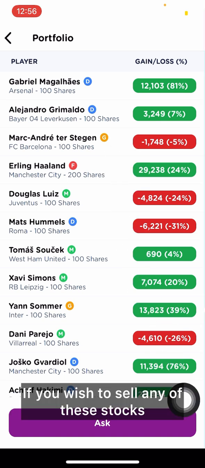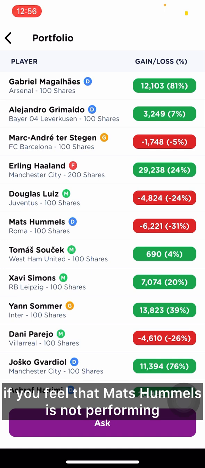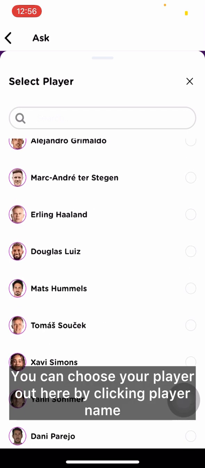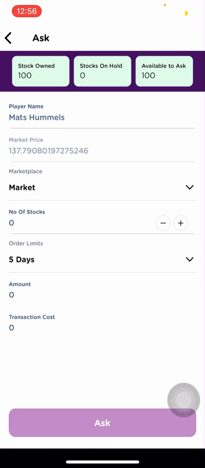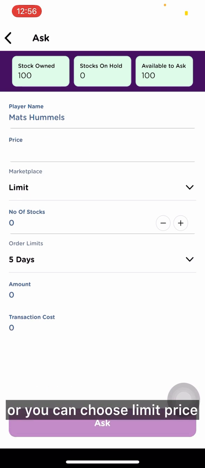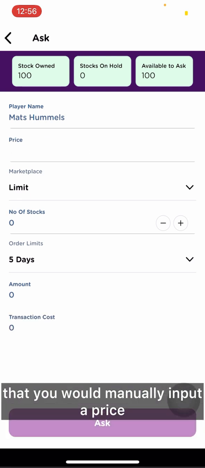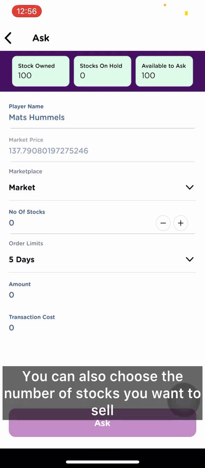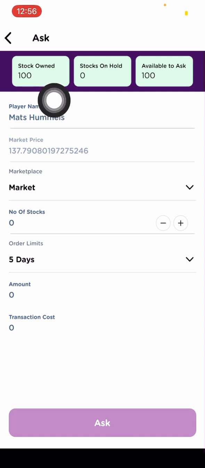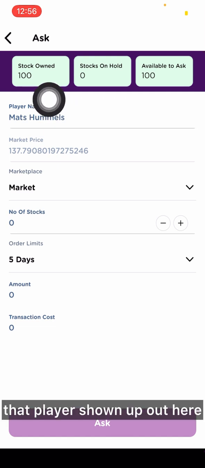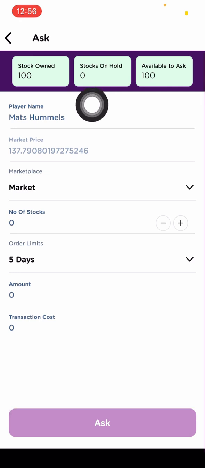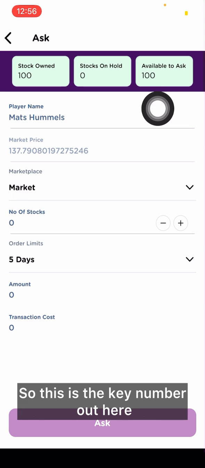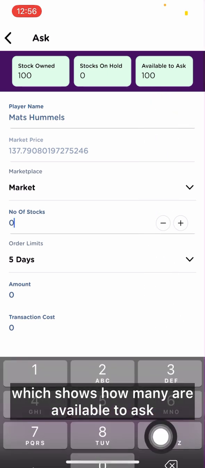If you wish to sell any of these stocks, if you feel that Mats Hummels is not performing up to your standards, you can click on the Ask button. You can choose your player out here by clicking player name and go to Mats Hummels. You can choose market price or you can choose limit price. Limit price indicates that you would manually input a price, or if you're fine setting it at market price, you can click market price. You can also choose the number of stocks you want to sell. The information about that player is shown up out here: how many stocks do you own? Do you have other orders where the stocks are on hold? And how many are available to ask. So this is the key number out here, which shows how many are available to ask.